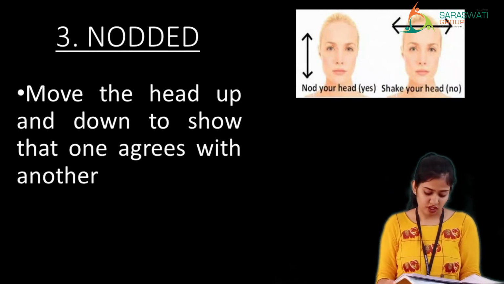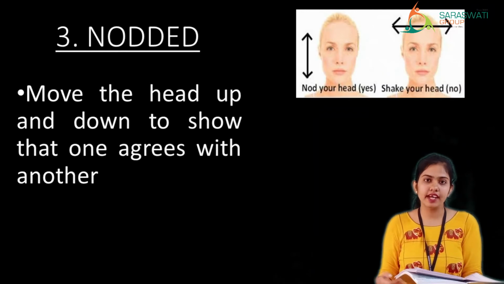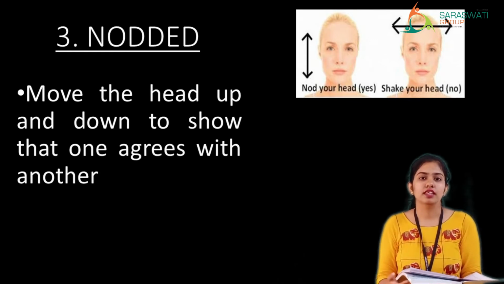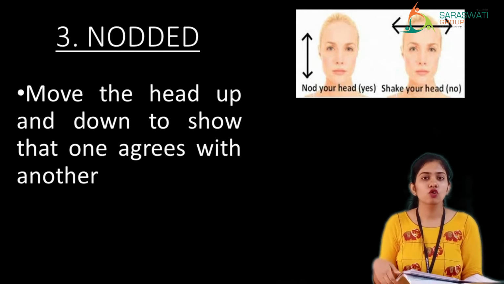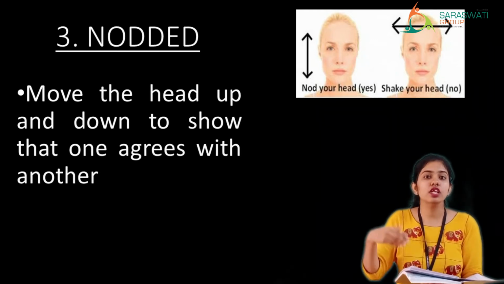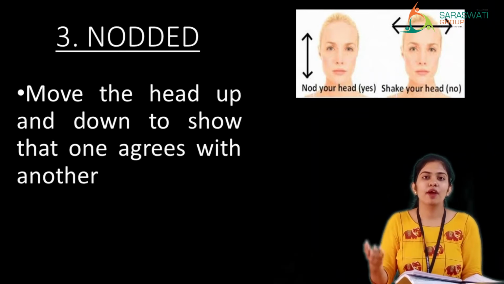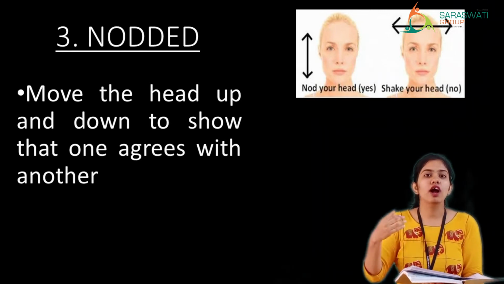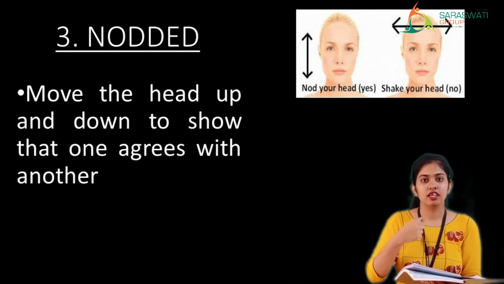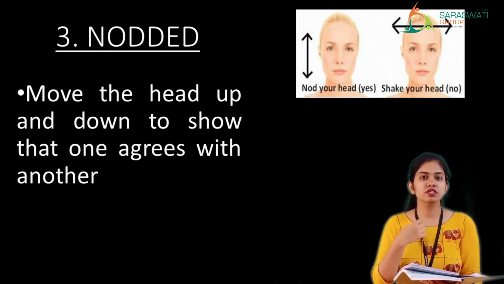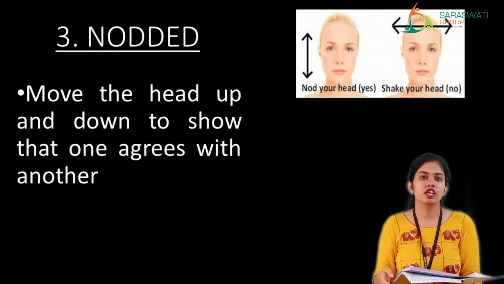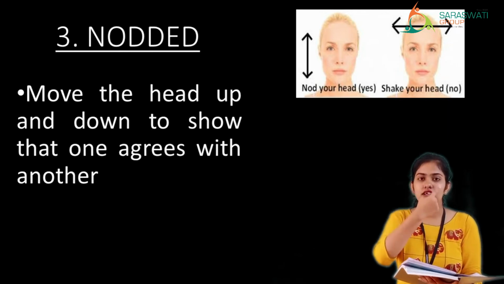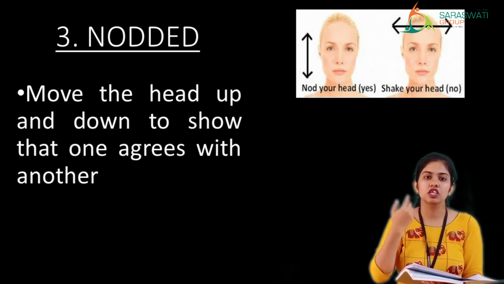Number 3, nodded. Nodded means to move your head up and down to show that one agrees with another. Now let's take an example: if you are asking permission to go out, then if your parents agree to allow you to go out, they will say yes. Then what will be the gesture and the action? The head will move up and down this way. You can see, right? So here your parents will nod their head to say yes, and if they disagree, they will say no. Then your face will move side to side, just this way. So you can see the gesture over here. The action which I have done is known as nodded.